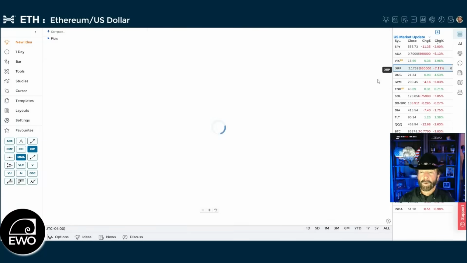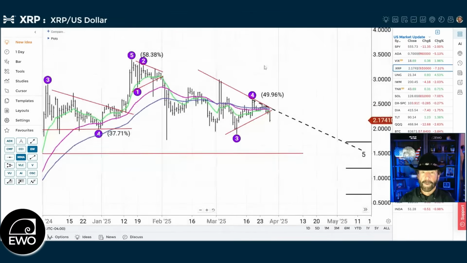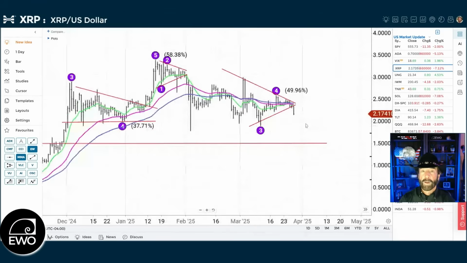XRP, I know that's the one you all like, so we'll take a look at XRP. It's been holding in there better than the other cryptos, but even it went down. So everything in the crypto space was down today, based on that risk-off type environment. And this is a pretty nice triangle here on XRP. So if we continue to break out, we could be looking at $1.50 again on XRP.